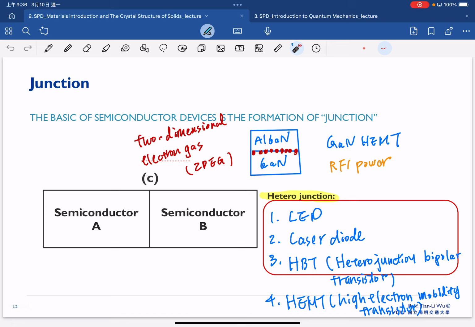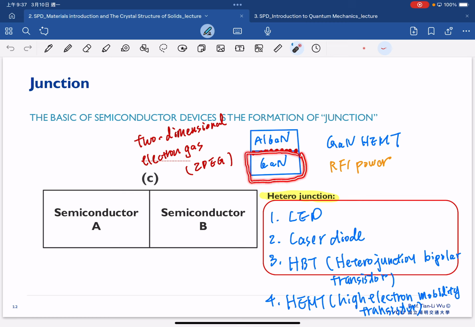And last week we also mentioned that it is possible to have 2 different semiconductor materials connected with each other. This is usually what we call a heterojunction. One of the most famous examples is the LED, which is based on the heterojunction, and also the laser diode, and also the HBT, which is the heterojunction bipolar transistor, and the last one is the high electron mobility transistor.